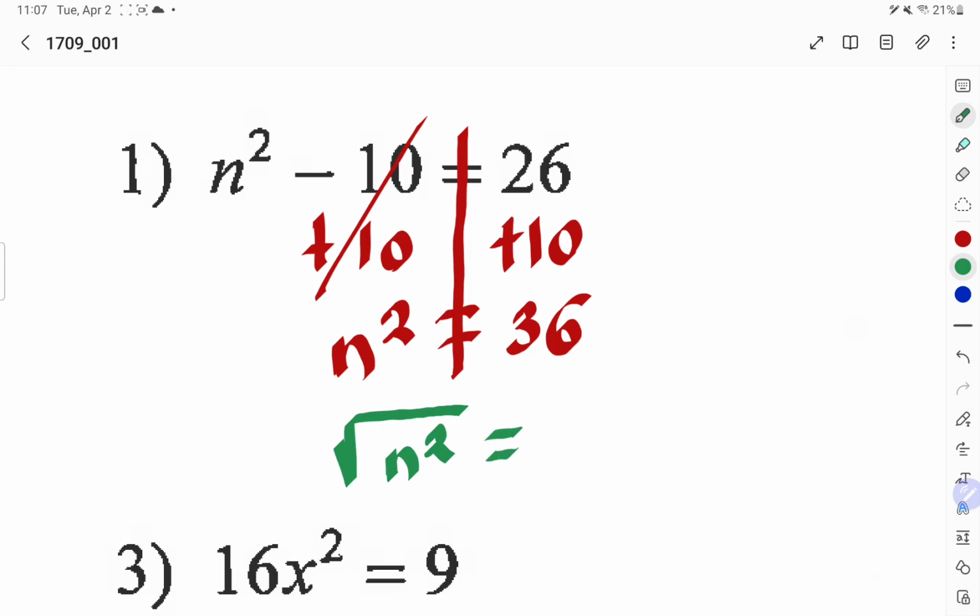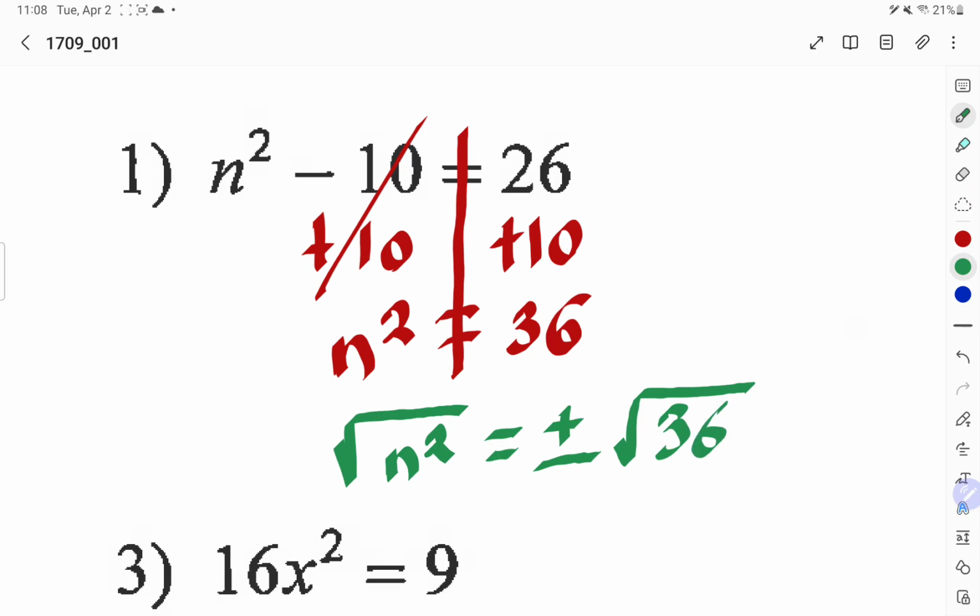It's very important that you understand that your answer for today is always going to have two different answers, one positive and one negative. So we're going to call it plus and minus. You always have to put plus and minus on your answers after you do the square root. So right here, we do the square root of n squared and the square root of 36.